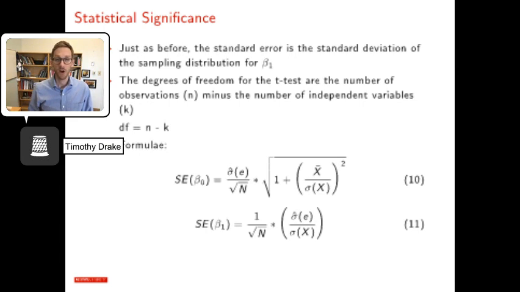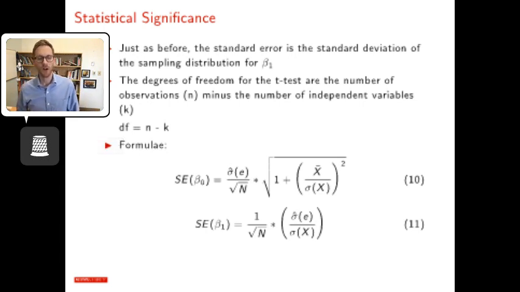All right, so with statistical significance, just as before, we need the standard error to standardize our beta and to understand where it lies within this distribution, to calculate its p-value. So the process for doing that is using these formulas below and knowing the degrees of freedom. The degrees of freedom for this t-test will be the number of observations minus the number of independent variables minus 1, and in this case we just have one independent variable. So that's the degrees of freedom, and then those are the formulas.